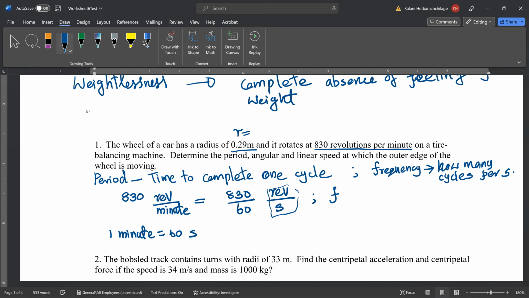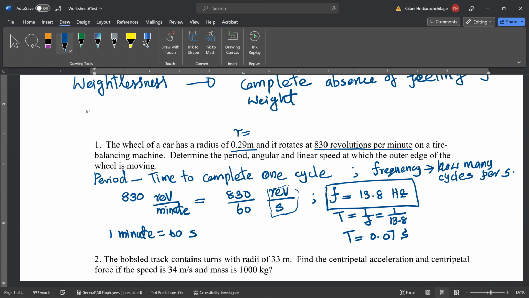I'm going to use the symbol f. Frequency equals 830 divided by 60, and that gives me around 13.8 hertz. Okay, we found the frequency. The question is also asking about the period. Anyway, period is 1 over frequency, as we know. That will be 1 divided by 13.8, and that will be around 0.7 seconds. That's the period. That's the first question.